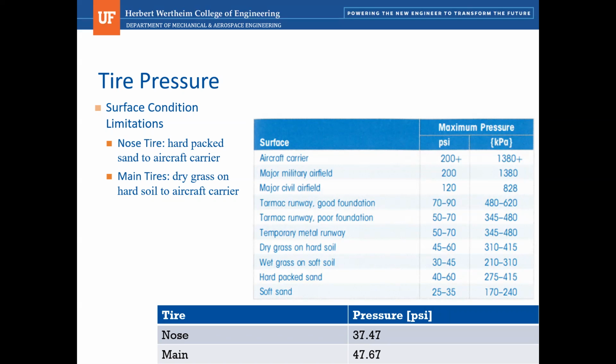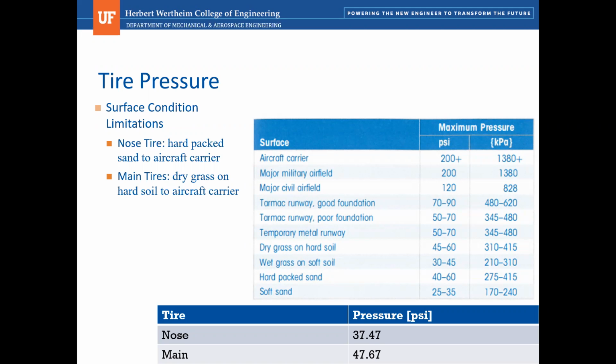Next is tire pressure. These wheels will be filled up with dry nitrogen, just because historically and more recently aircraft have used dry nitrogen to fill up their tires. But the tire pressure comes with certain limitations. Depending on the PSI rating, it's directly related to what type of ground you can land on.